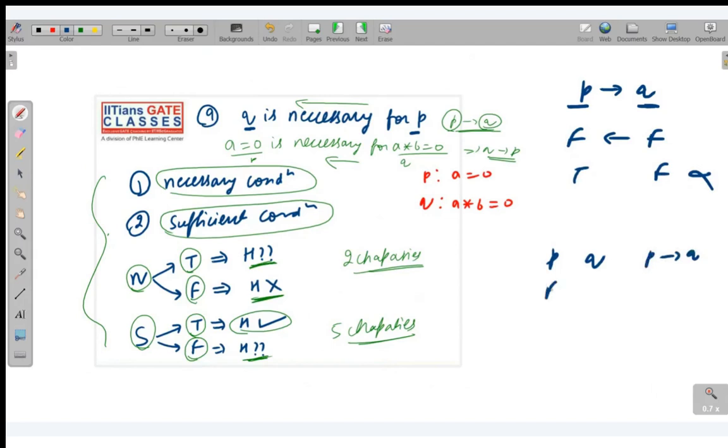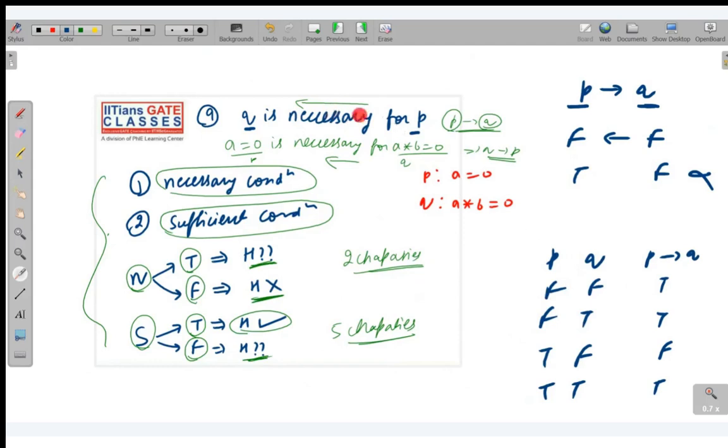P implies Q truth table: false, false, false; false, true, true; true, false, false; true, true, true. So when P is true and Q is false, then it is false. Otherwise, it is true. So directly, what I am saying is, if Q is false, then P can never be true. If Q is false, then P must be false. I am saying it like this.